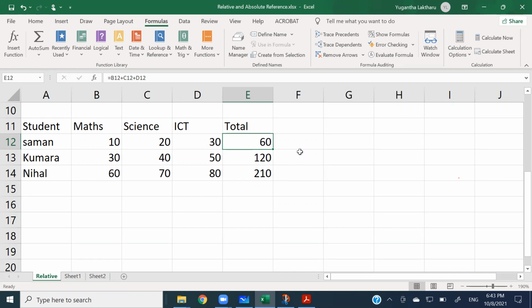But there are some cases where we do not need to change the cells as the relative cell reference does.